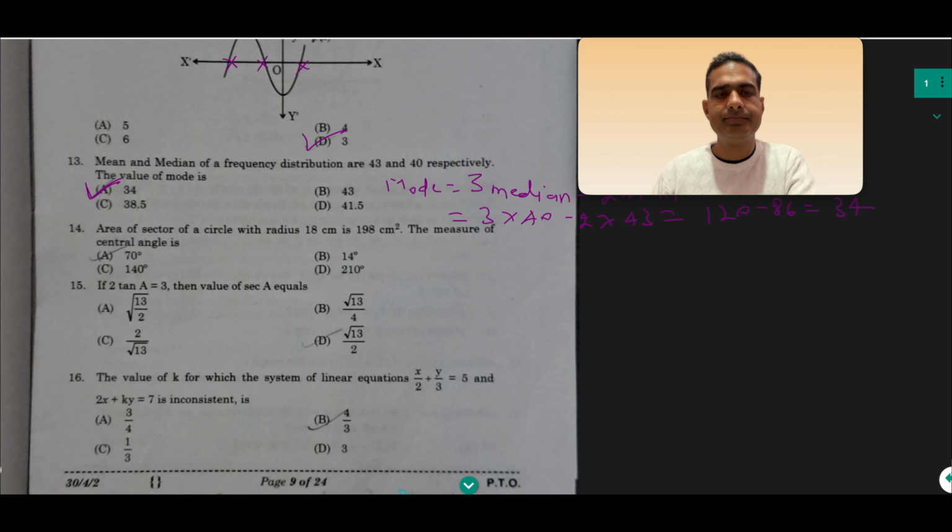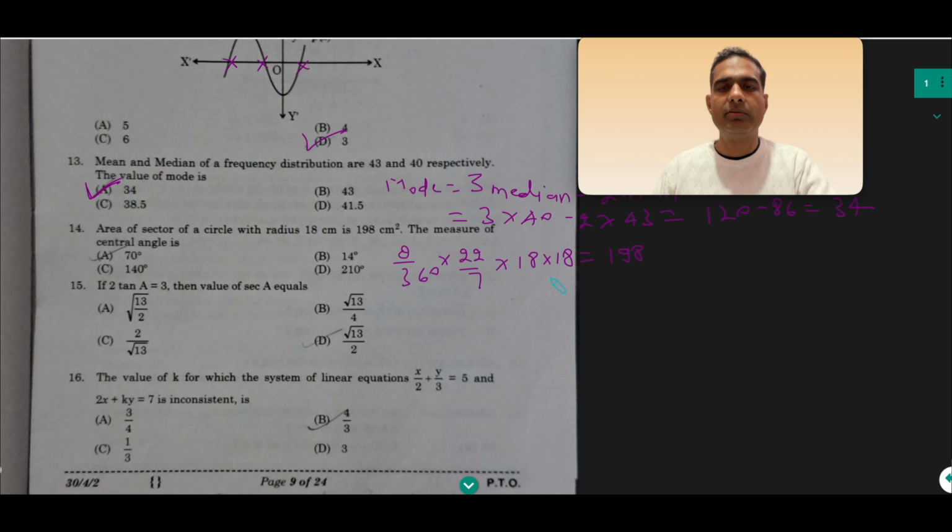Question number 14. The area of a sector of a circle with radius 18 centimeter is 198 centimeter square. The measure of the central angle is. This is again based on the concept of area of a sector of a circle. So the area of a sector of a circle is theta by 360 into pi, that is 22 by 7, into r square. The radius is already given, 18 square, 18 times 18. And this is equal to 198.